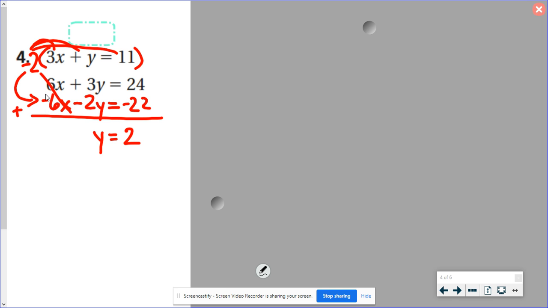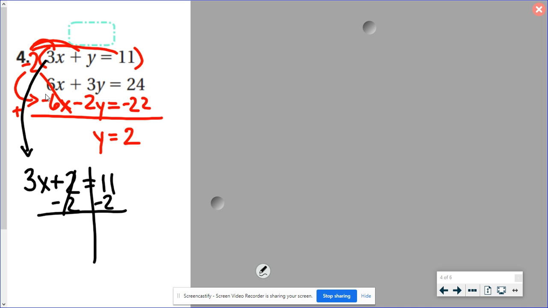I'm going to use this top equation exactly the way it is when I started. So 3x plus, instead of y, I'm going to put a 2 in there. So we'll get rid of our 2. And then divide by 3. So my ordered pair, x and then y: 3, 2.